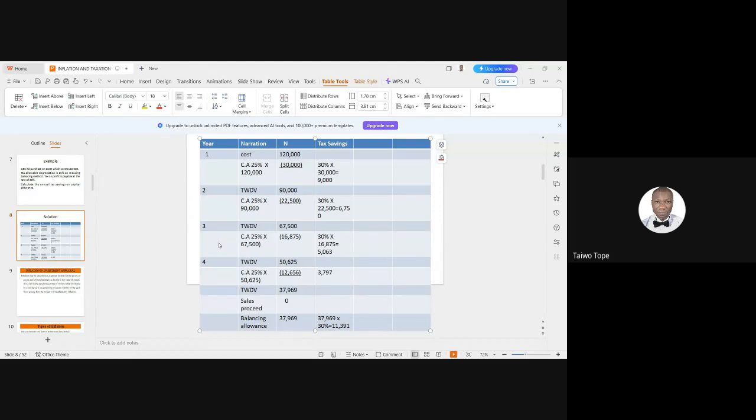Now, for you to solve questions on net present value, the ones we've been solving before is how to determine NPV in one form. For you to solve questions on NPV, there is a format. There are quite a number of formats.